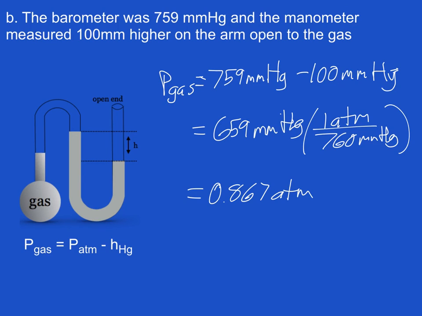So that's how you deal with an open-ended manometer in the two situations you'd hit: where the gas was either higher pressure than the atmosphere, and therefore the mercury column was higher on the arm open to the atmosphere, or the gas pressure is slightly lower than the atmosphere, in which case the mercury will be pushed back towards the gas.